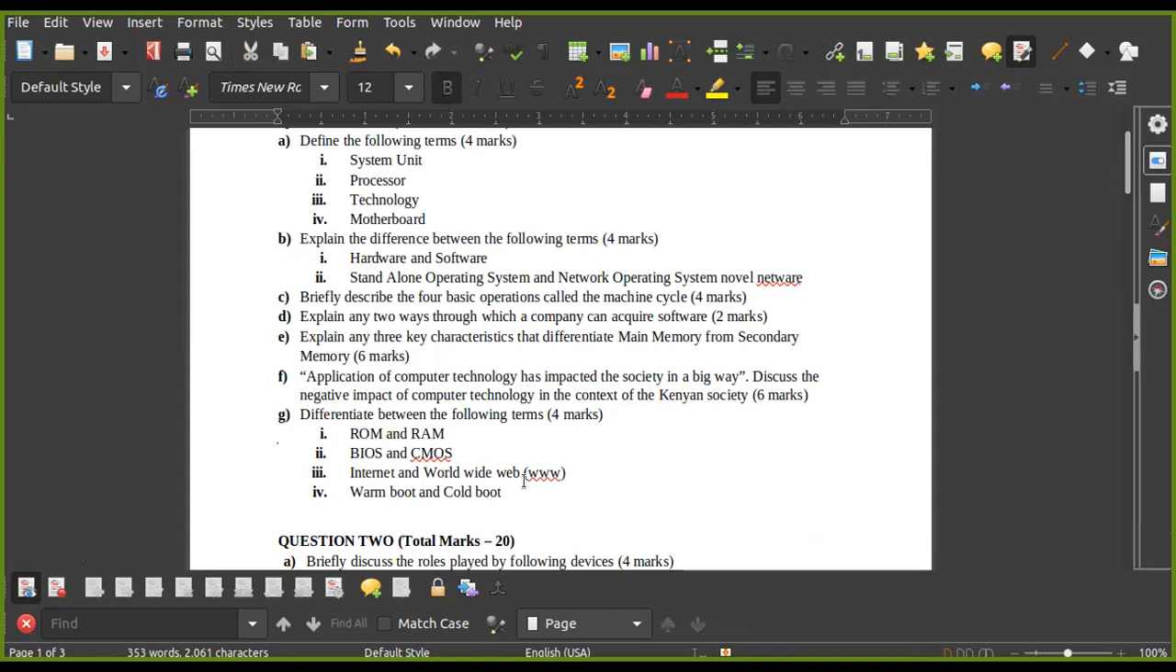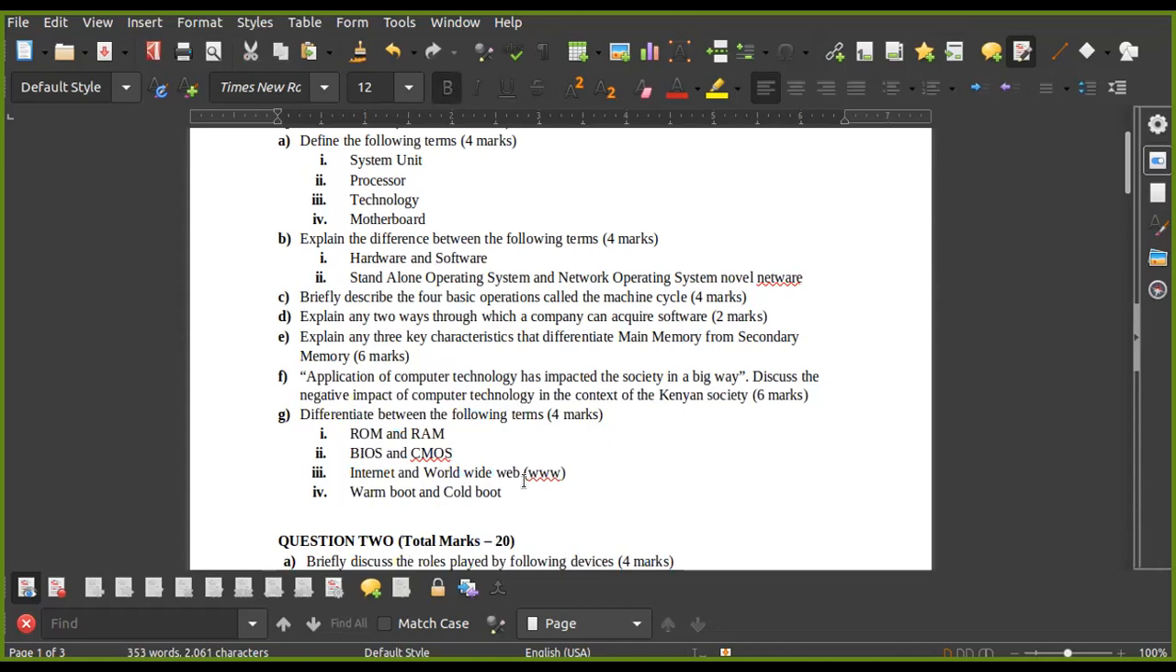F, application of computer technology has impacted the society in a big way. That's true. Discuss the negative impact of computer technology in the context of Kenyan society. Well, a negative impact is that sometimes it can be used for scamming. People can use it for illegal purposes like money laundering. And technology, as it advances, is rapidly becoming costly. You find that for people to obtain the technology they might be tempted to acquire money illegally.